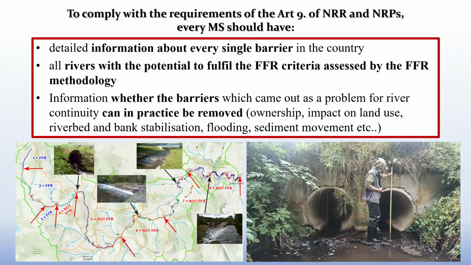And also we need information whether the barriers which came out as a problem for river continuity can in practice be removed. So we need to know ownership, impact on land use, riverbank stabilization, riverbed, its impact on flooding, sediment movement, and so on. So it's not only what we wish, but what really can be done.